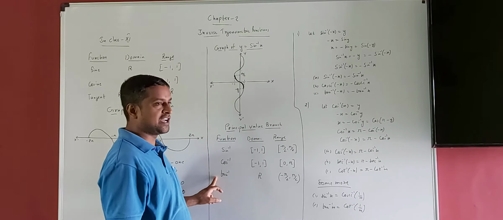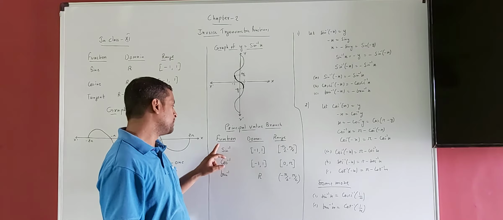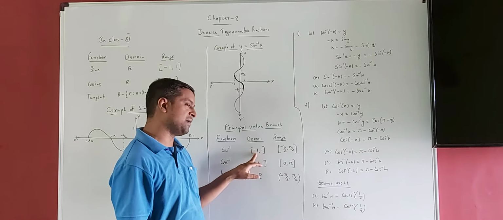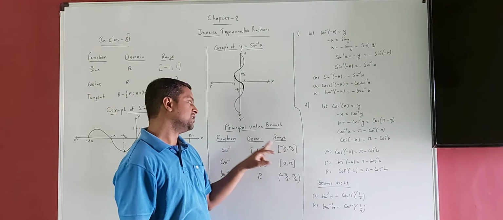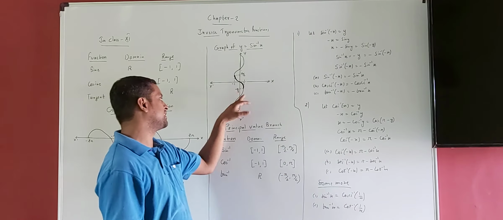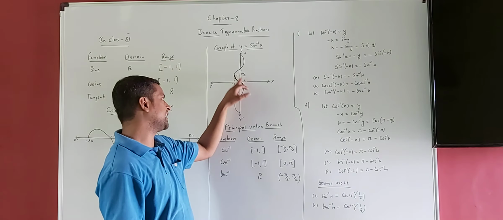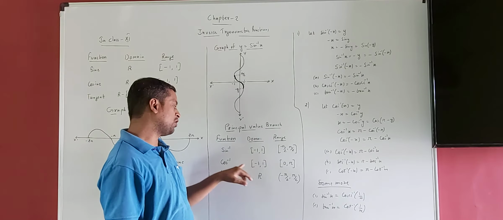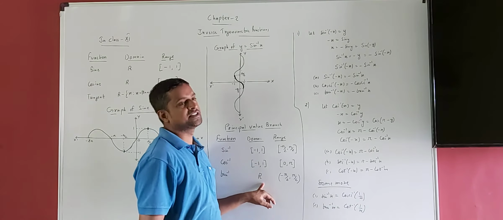For three functions I have written, the next three are given in the book. For sine inverse, the domain is from minus 1 to 1, with restriction. The range will vary from minus pi by 2 to pi by 2. You can change this restriction also; some other range you can take. I have taken from minus pi by 2 to pi by 2.